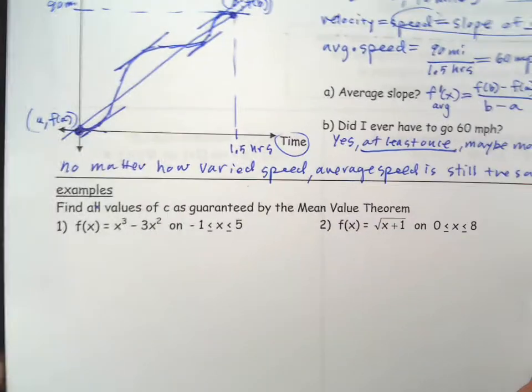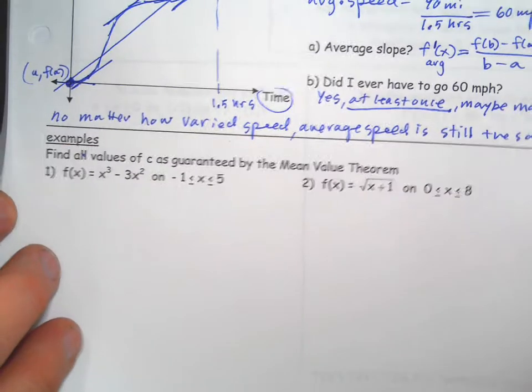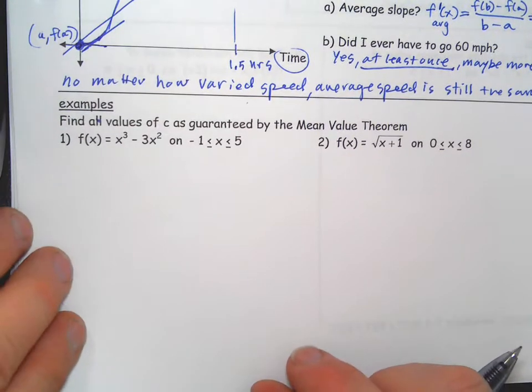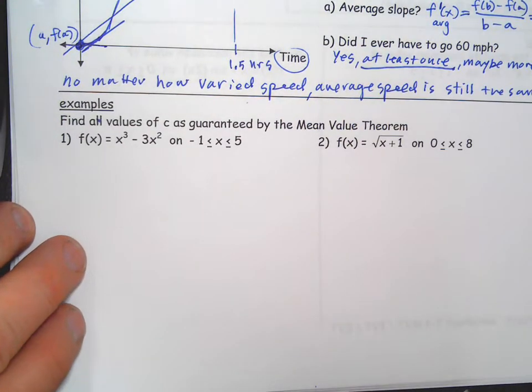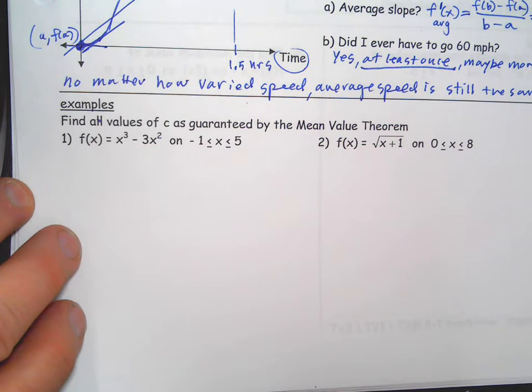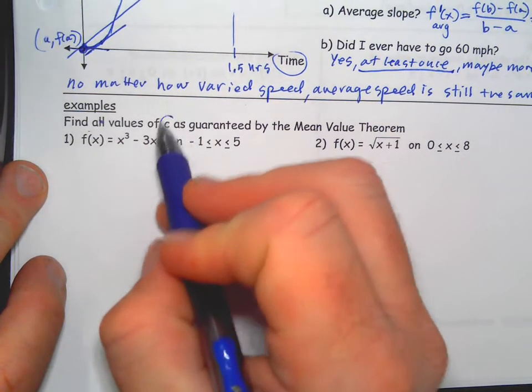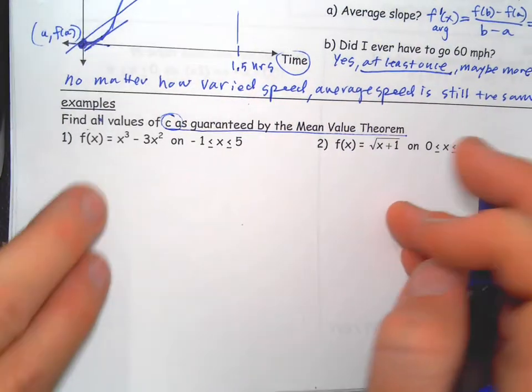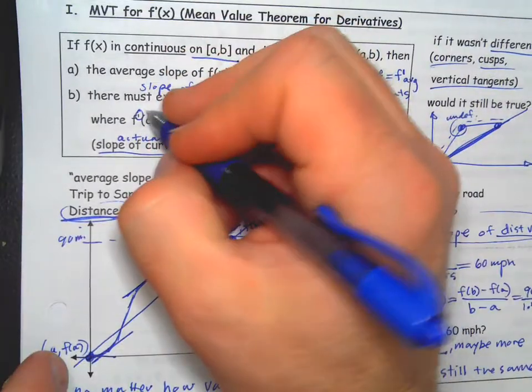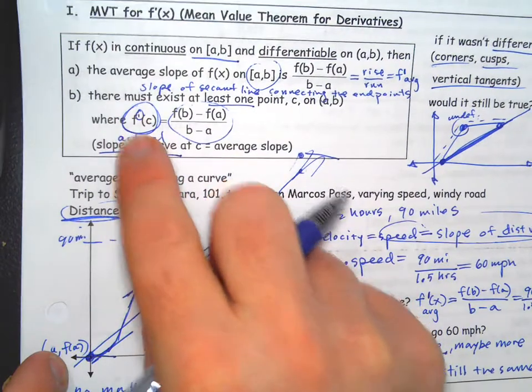Now let's do some problems that are a little less application, like what we did before. We found average speed last semester. But let's just do some that don't really have any words to them. Find all the values of C as guaranteed by the mean value theorem. That's this right here.